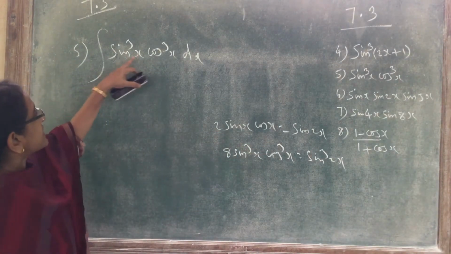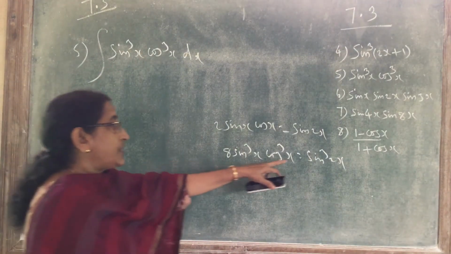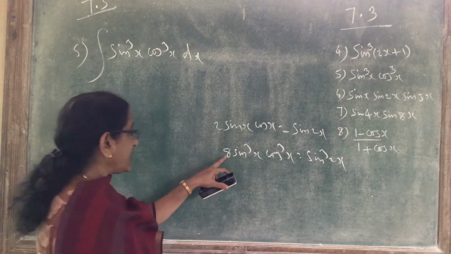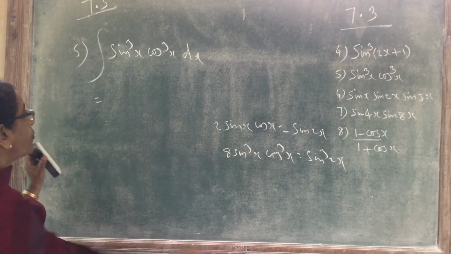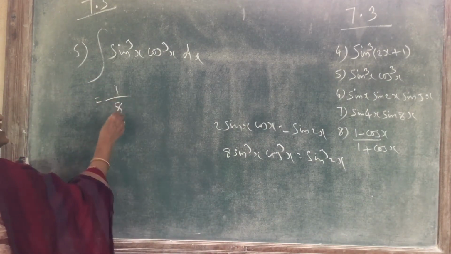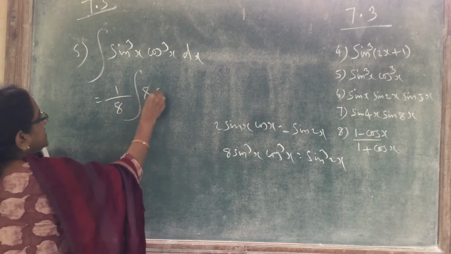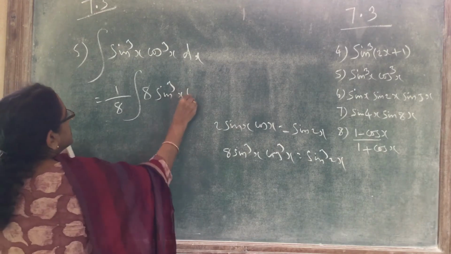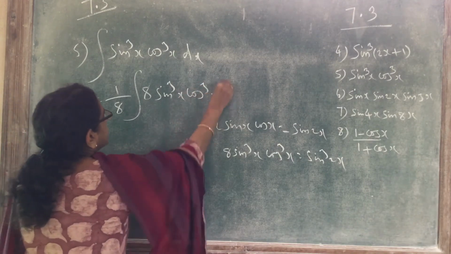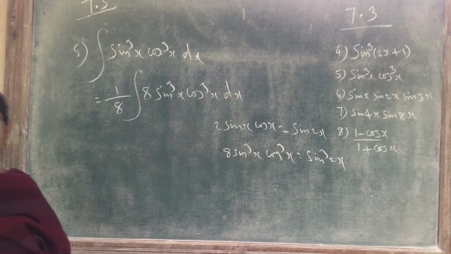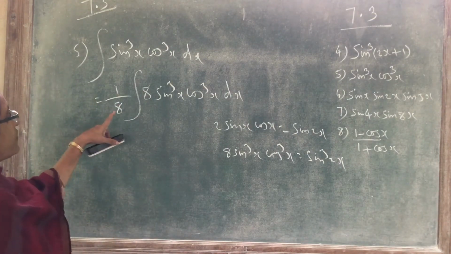But here there is only sin cube x cos cube x, so 8 is not here. So we can do one thing now. We can write 8 extra here: 1 by 8 into integral 8 sin cube x cos cube x dx. So we write 1 by 8 and 8, so it will be cancelled and there is no change in the value.